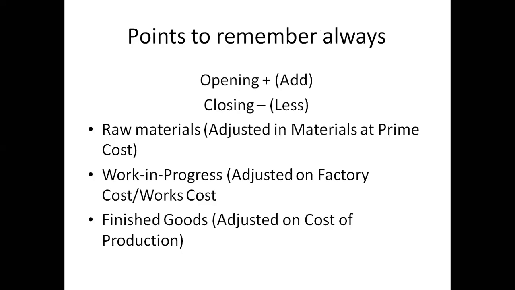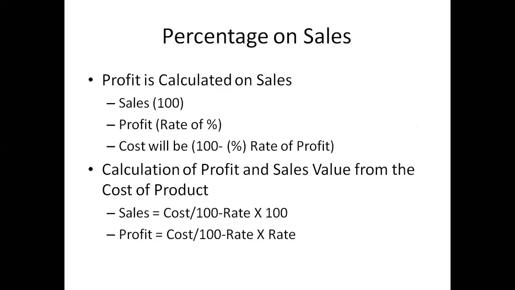Opening work in progress and closing work in progress will be given. It will be adjusted on factory cost or work cost. It is not in, it is on. Adjusted on factory cost and work cost. If finished goods is given, it is adjusted on the cost of production. Okay, these things you have to remember. And profit on sales you have to calculate on the basis of these things.